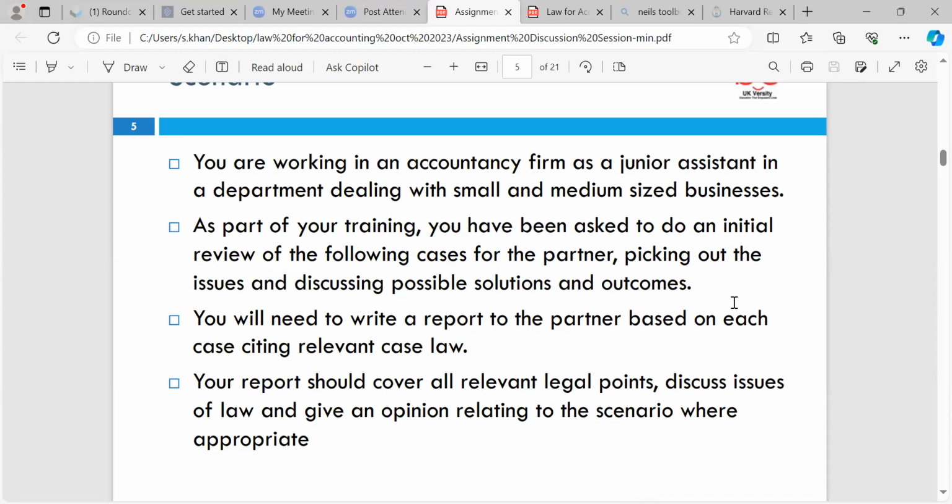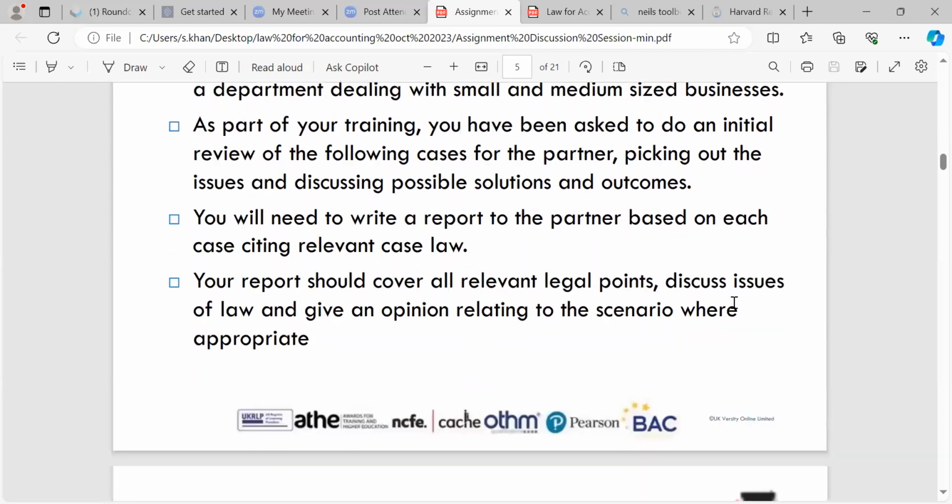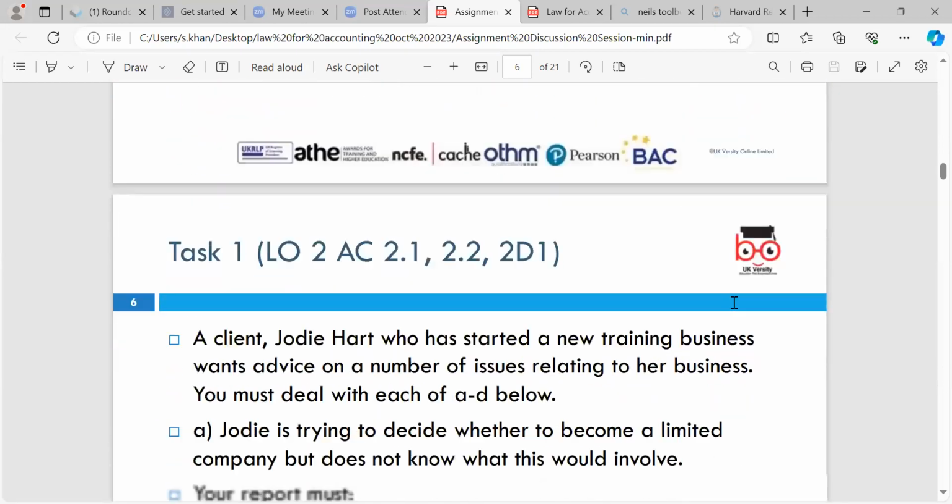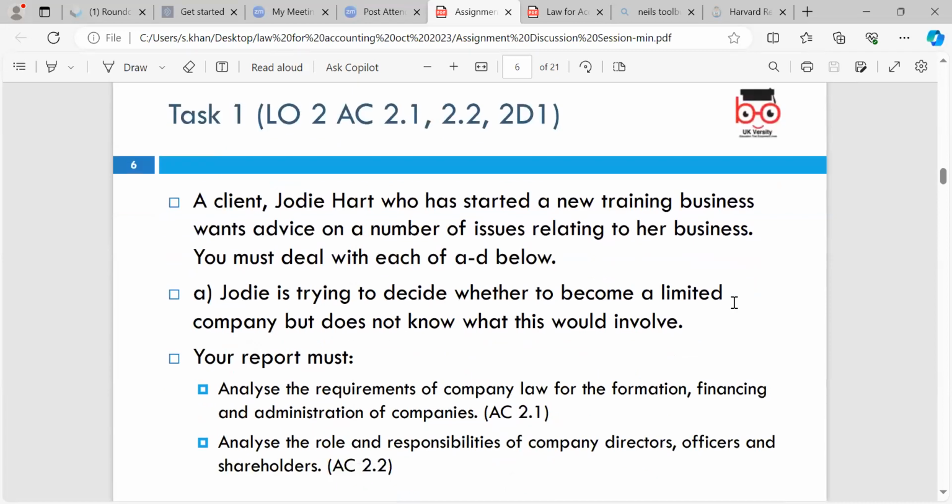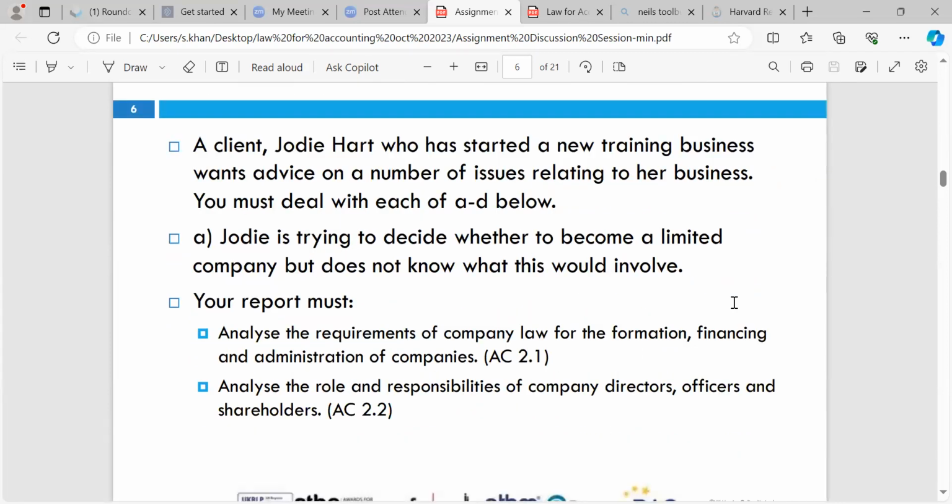Your report could cover all relevant legal points, discuss issues of law, and give an opinion related to the scenario where appropriate. So task 1, and this is learning outcome 2. A lot of these resources you will get from your learning outcomes. This is in learning outcome 2, AC 2.1, 2.2, and 2D1. And 2D1 is the distinction.